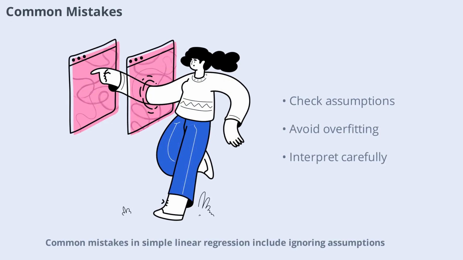Common mistakes in simple linear regression include ignoring assumptions, misinterpreting results, and overfitting the model. Always check your data, validate your model, and be cautious about drawing causal conclusions. Being aware of these pitfalls will help you use regression more effectively.